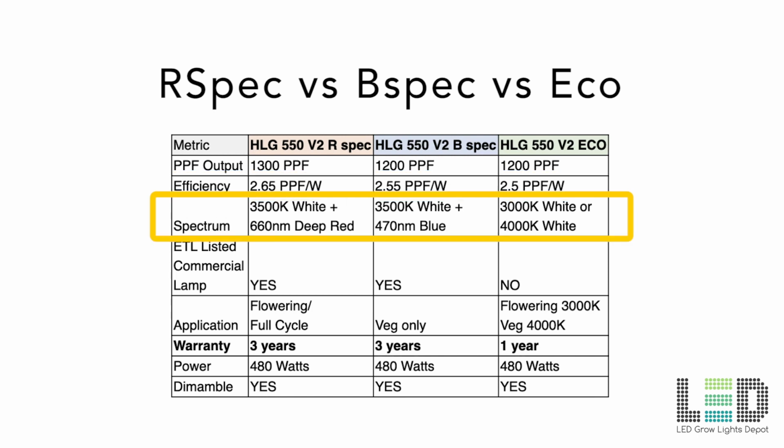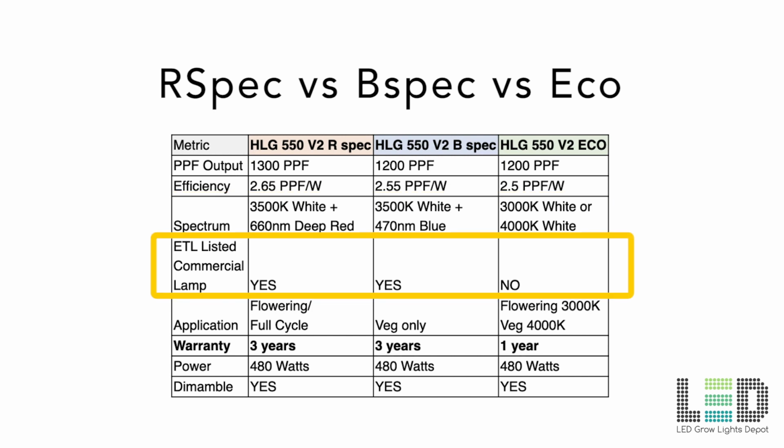Spectrum. The Eco uses either a 3000 Kelvin or 4000 Kelvin spectrum, while the Rspec and Bspec are enhanced with either 660 nanometer deep red or 470 nanometer blue, respectively. ETL listing. The Eco is not ETL listed for commercial grows, while the Rspec and Bspec have this certification.